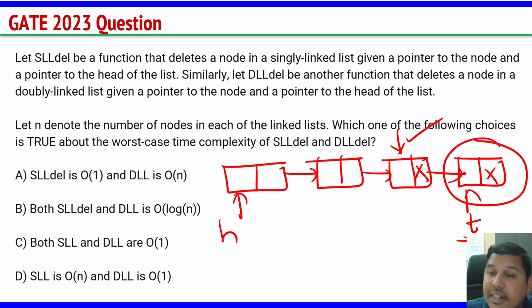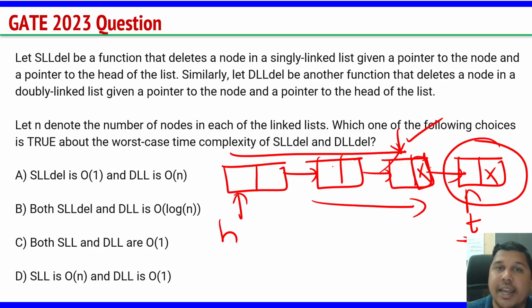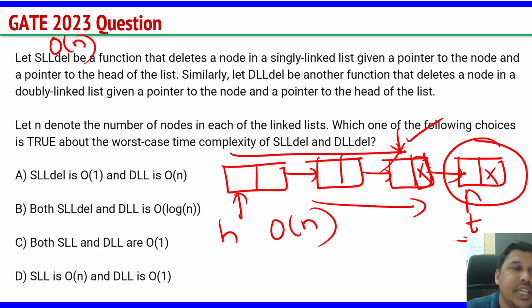But how do I delete it? I have to make this previous node's next pointer null. To make it null, I have to reach here. For that I have to traverse the entire list, so I have to run a loop. Looping means it will take order of n time complexity. This is the case. So that's why this SLL function will take order of n.